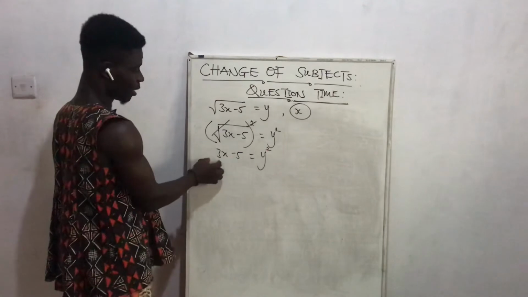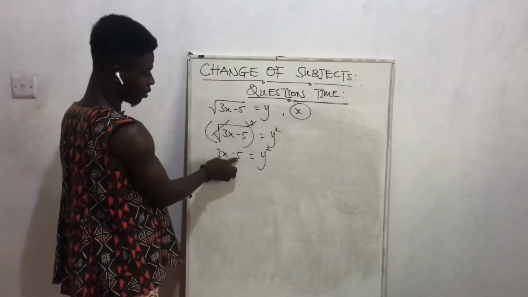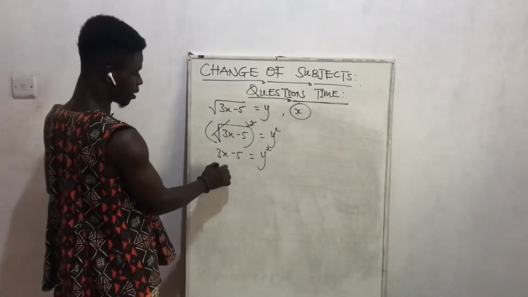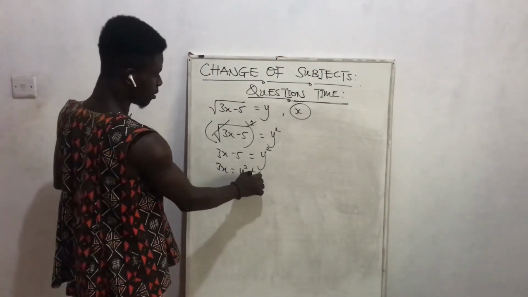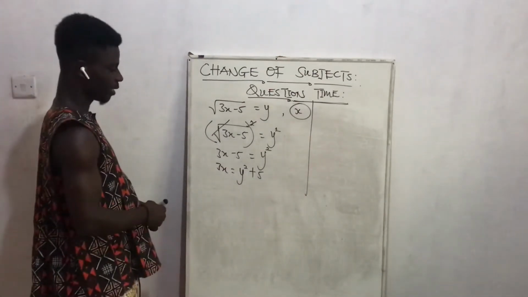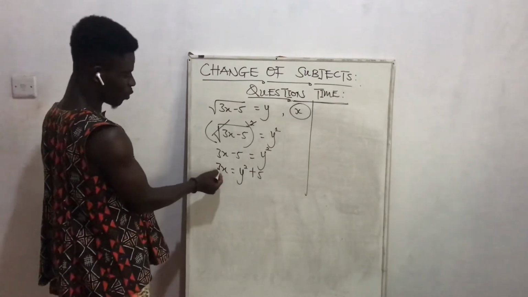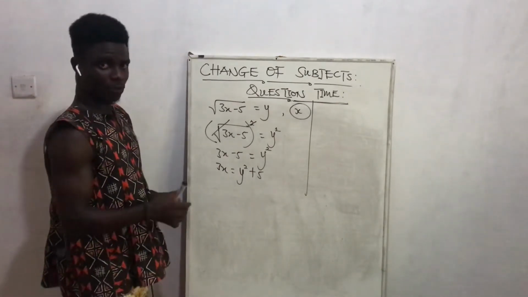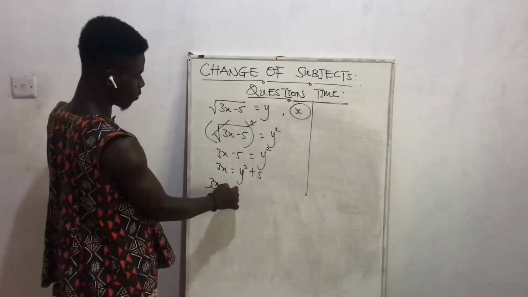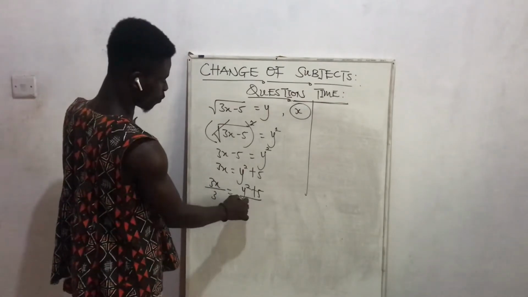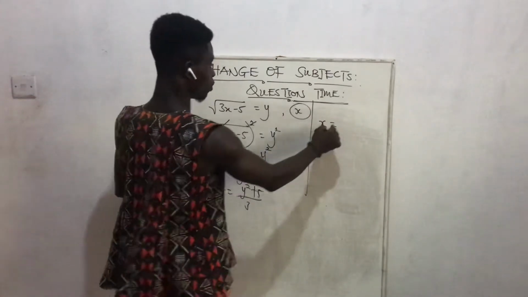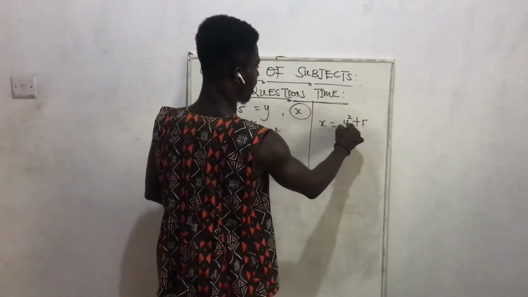Now we have 3 times x. So -5 crosses the equal sign, which becomes positive. So 3x is equal to y squared plus 5. So now we proceed. X is multiplying itself by 3, so we divide. So 3x on 3 equals y squared plus 5 all on 3. Very simple. So I have x being equal to y squared plus 5 all on 3.